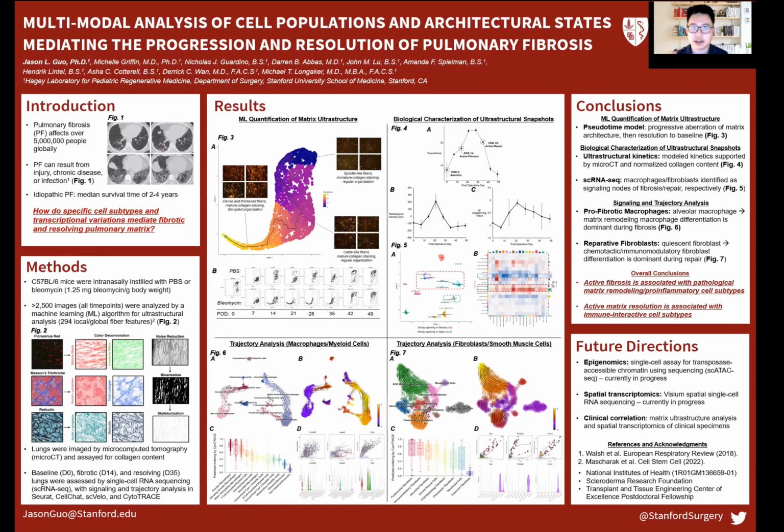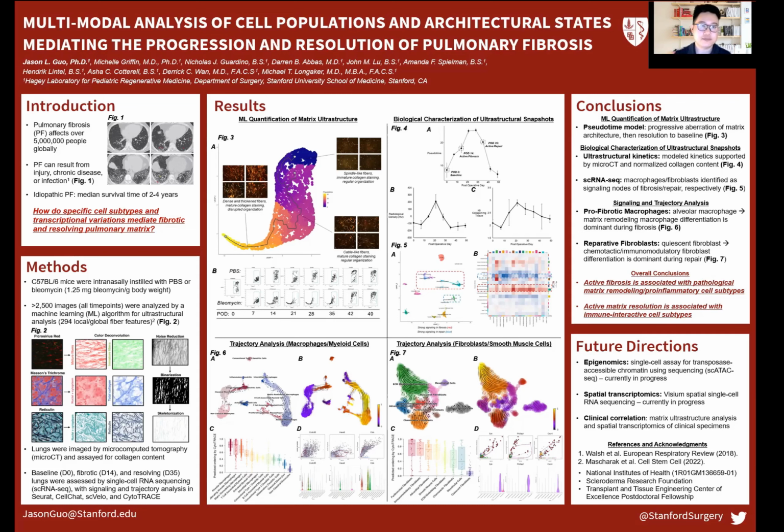So in figure 3, we began with a characterization of the ultrastructure of the interstitial matrix within mouse lungs over time. And we modeled adaptations to this ultrastructural state, or essentially the bulk changes in architecture of your pulmonary matrix, using a pseudotime model. As you can see in figure 3a, with increasing pseudotime values, you have increasingly thickened fibers, more mature collagen, and disruption of the regular organization of the collagen fibers.